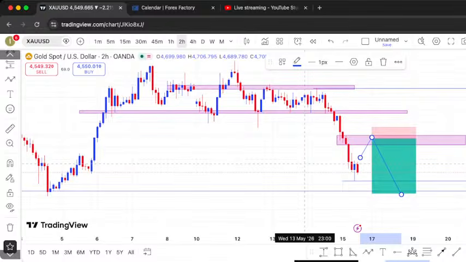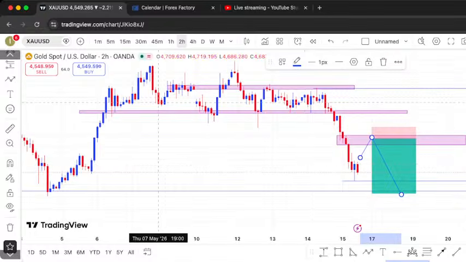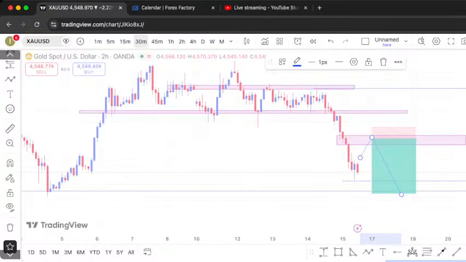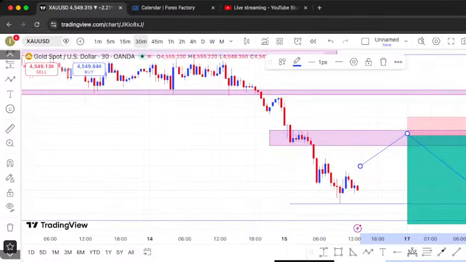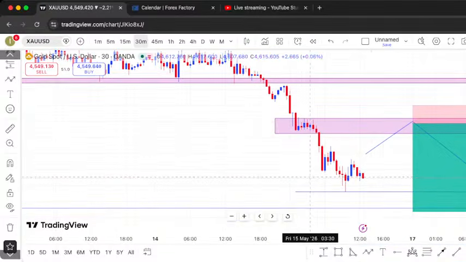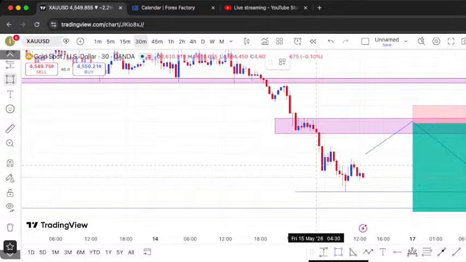So if you are in any trade, I'm in gold on sell. Okay, that's okay. But let me just lower the time frame. Yeah, so it's still okay, but don't hold long term.